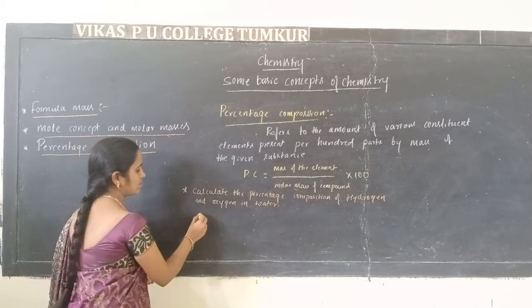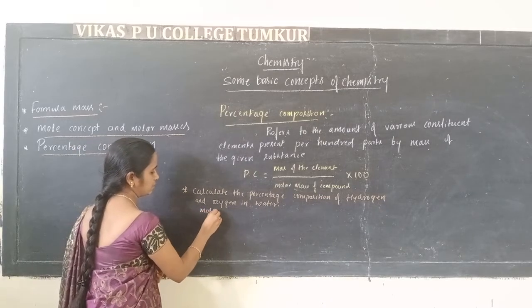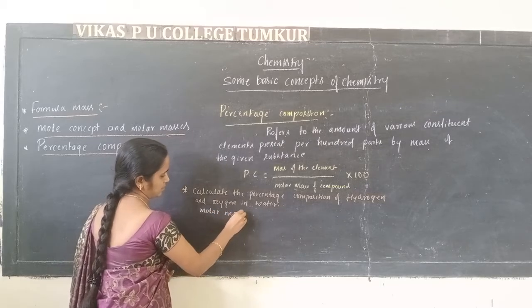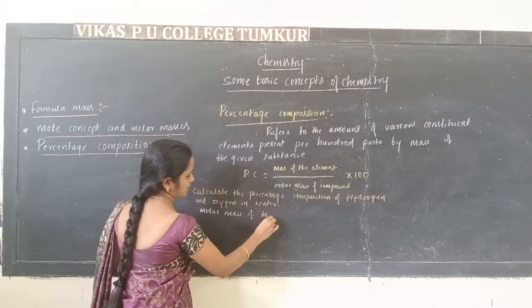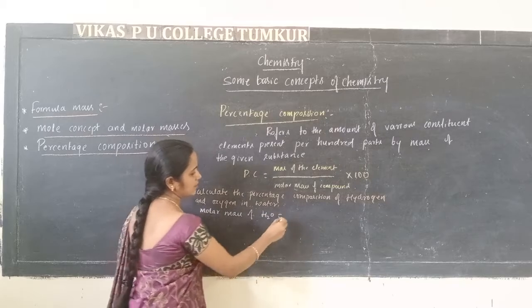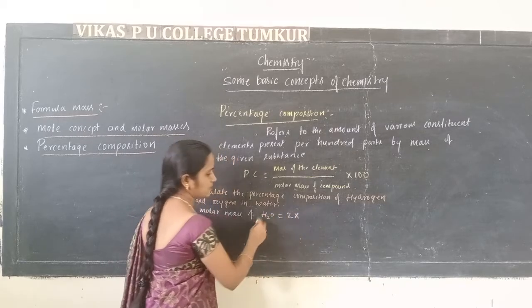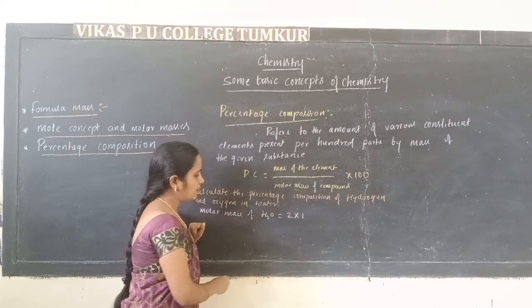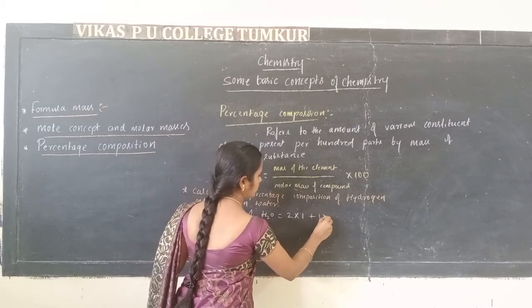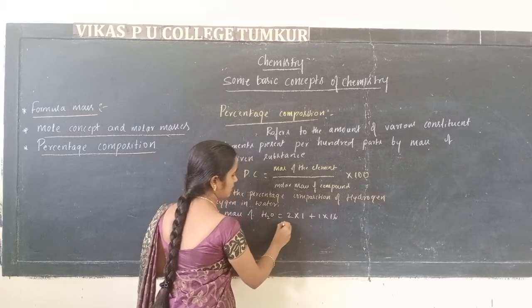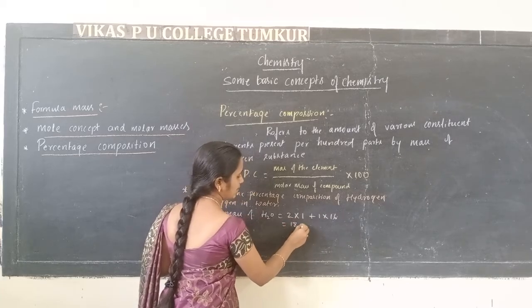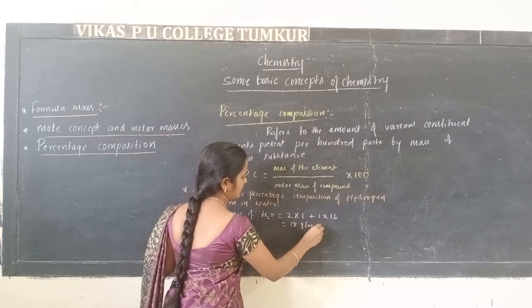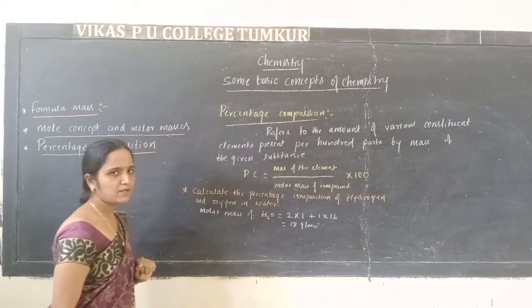The molar mass of water is equal to 2 into the atomic mass of hydrogen, which we take as 1, plus 1 into the atomic mass of oxygen. We get 18 gram per mole. This is the molar mass of water.